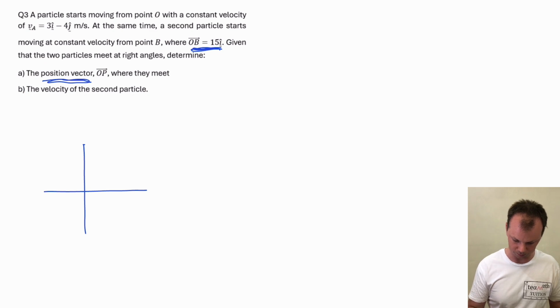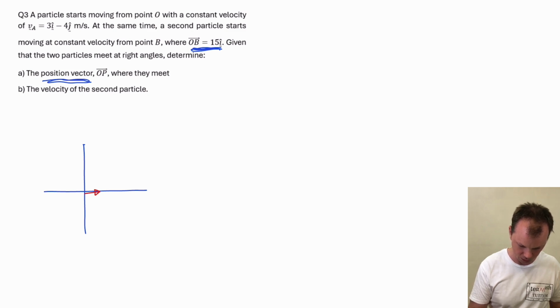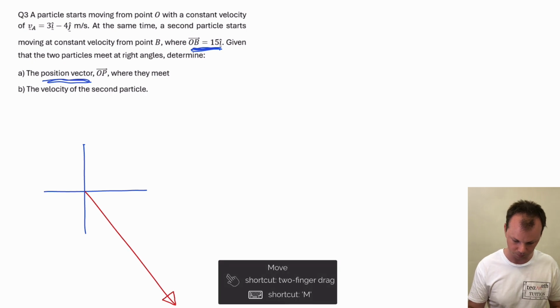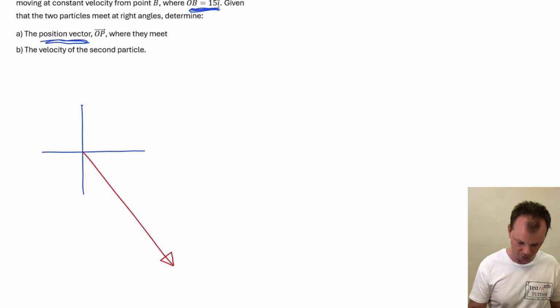So we've got VA is going 3 and 4 down. So 3 across and 4 down. So we know it's going in this direction. I can draw it as long as I want because this is a velocity, and the space that I'm drawing is just distance, right? So I'm just going to draw it on this angle. We know we've got our OB is somewhere out here.